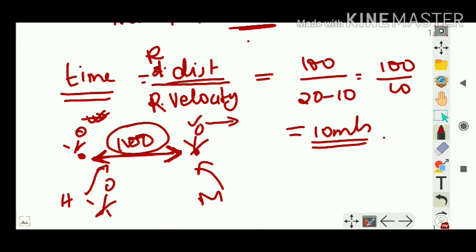So what is time in the case of police catching the thief? Relative distance by relative velocity. Clear? That is the initial distance between them divided by the relative velocity between these two guys. That is the shortest equation. That is something which you have to use during your NEET examinations.